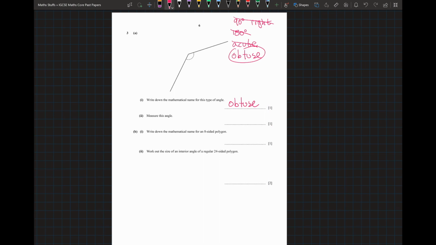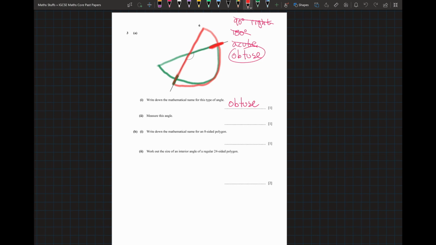Alright, the next question says measure this angle. So normally what you would do is you would line up your protractor, something like this, and then you would look at the number where this line crosses, and then you'd write that down here. Alternatively, you could line up your protractor this way, right? And then you measure where it crosses over here. And again, you write the number down.